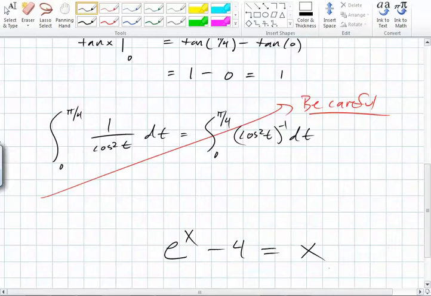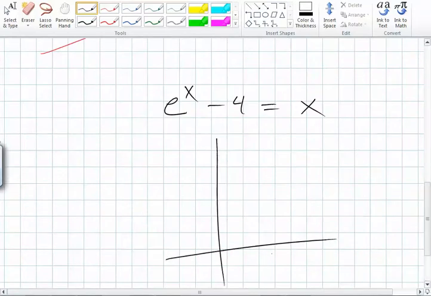e to the x minus 4, it's an exponential function, right? You can kind of see, where does that cross the y-axis? It crosses at negative, well, it crosses -3, right? When x is 0, it's -3. y equals x goes up at a slope of 1. So does the function y equals x intersect this function? No, it does. Look, this right here represents e to the x minus 4, right?